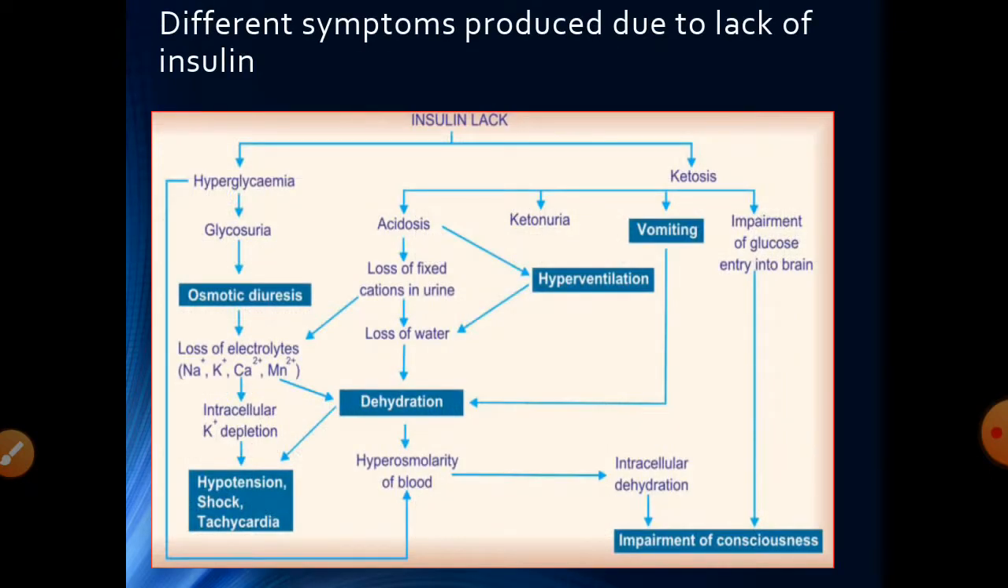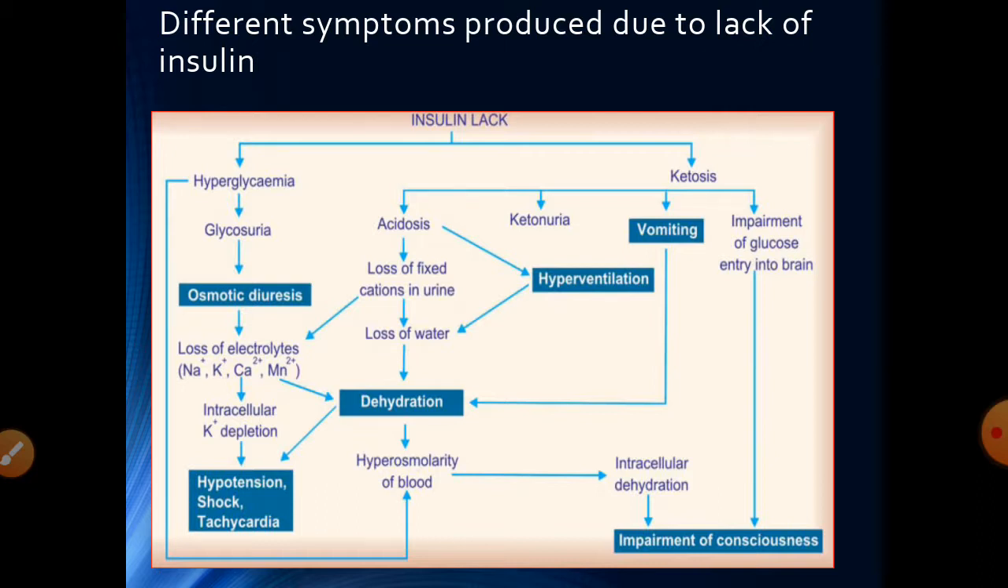Next, if there is a deficiency of insulin, then what would happen? There could be ketosis, as well as hyperglycemia. Since insulin is not there to metabolize the glucose, hyperglycemia can take place, and so on. Glycosuria, increased levels of glucagon also, and that's why osmotic diuresis, that is the osmotic balance is disturbed now, and this way we have a loss of electrolytes, intracellular potassium depletion takes place, and hypotension, shock and tachycardia are the respective symptoms of all this process. As well as if there is acidosis, meaning increased levels of acid, as well as ketonuria, that is ketone bodies are excreted in the urine.